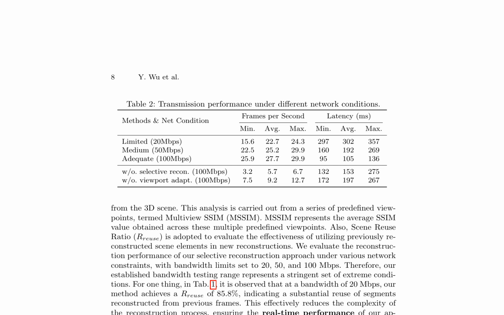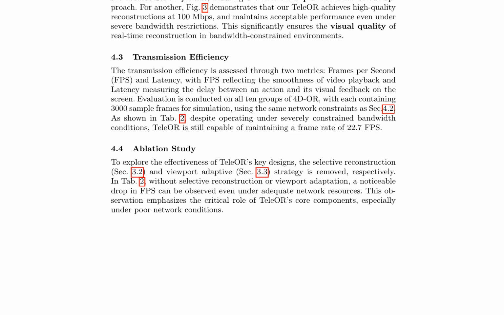Transmission efficiency is evaluated using 2 metrics: frames per second, FPS, and latency. Despite operating under severely constrained bandwidth conditions, TeleOR maintains a frame rate of 22.7 fps. An ablation study is conducted to explore the effectiveness of TeleOR's key designs, including selective reconstruction and viewport-adaptive strategy. The results show that without these core components, a noticeable drop in FPS can be observed, emphasizing their critical role, especially under poor network conditions.